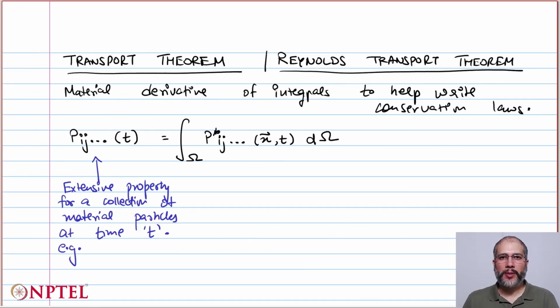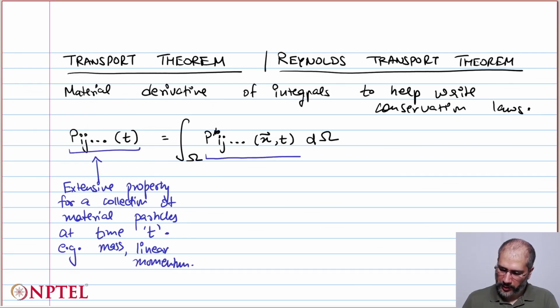So an example for extensive property could be mass. So if you have a lot of material particles, then collectively their total mass is an extensive property. Similarly, we could talk about momentum or linear momentum, which is again an extensive property because it depends on the total mass of the particles you're taking. So extensive properties depend on the amount or the mass of the material.